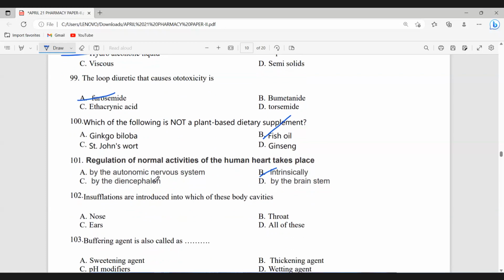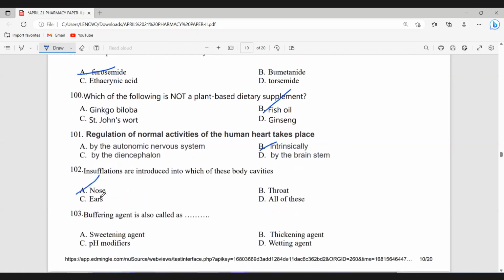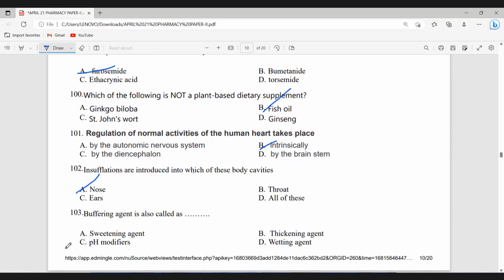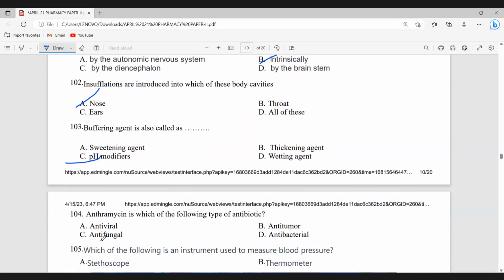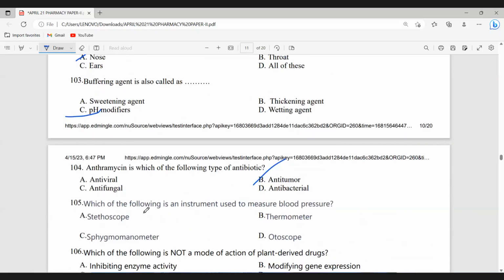Then 102, insufflations are introduced into the body of which body cavities? Nose. Then 103, buffering agents are also called as pH modifiers. Then 104. Anthromycin is which type of following antibiotic? It is anti-tumor type. Then 105. Which of the following is an instrument used to measure the blood pressure? Sphygmomanometer.